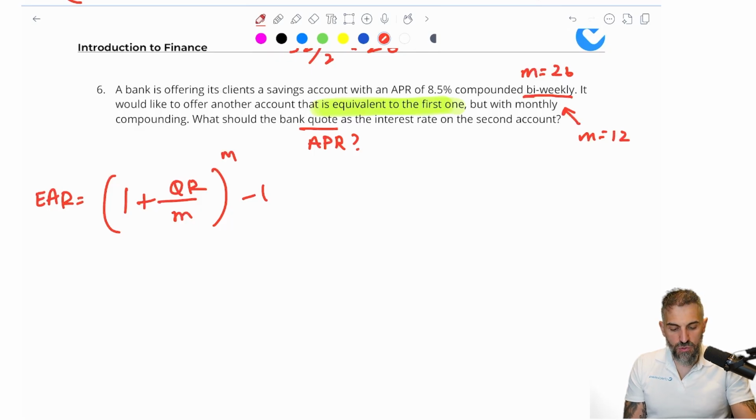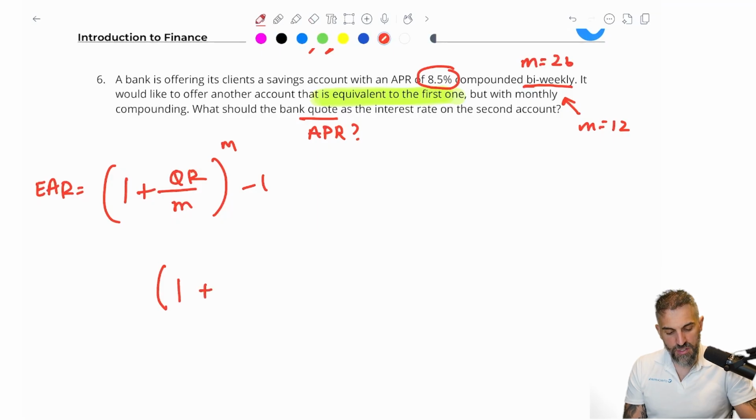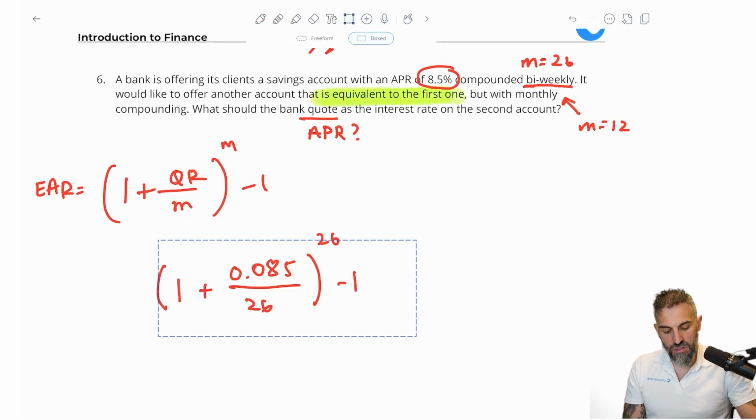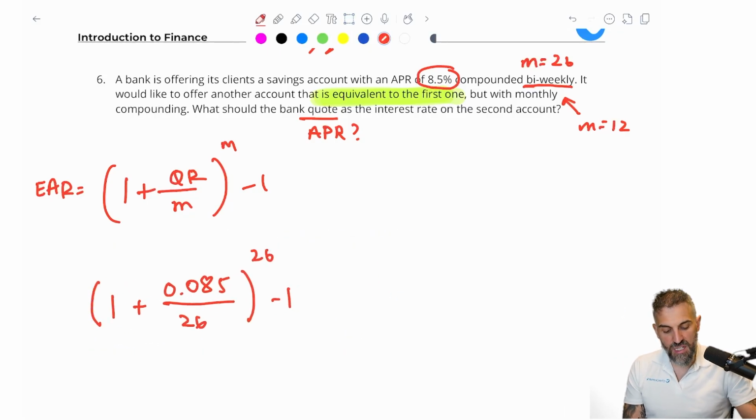So if you take the first one, because you have all the information on it, 1 plus 0.085 over m, which is 26, to the 26 minus 1. Like if I punch this in, this will give me the effective rate. And I want the second account to be exactly the same. But I don't know the QR. That's what I'm solving for. But it has monthly compounding.